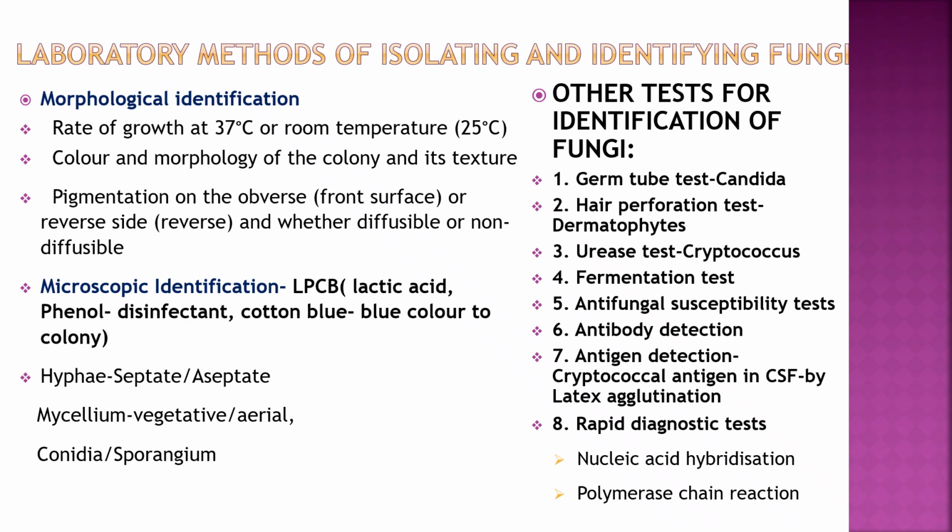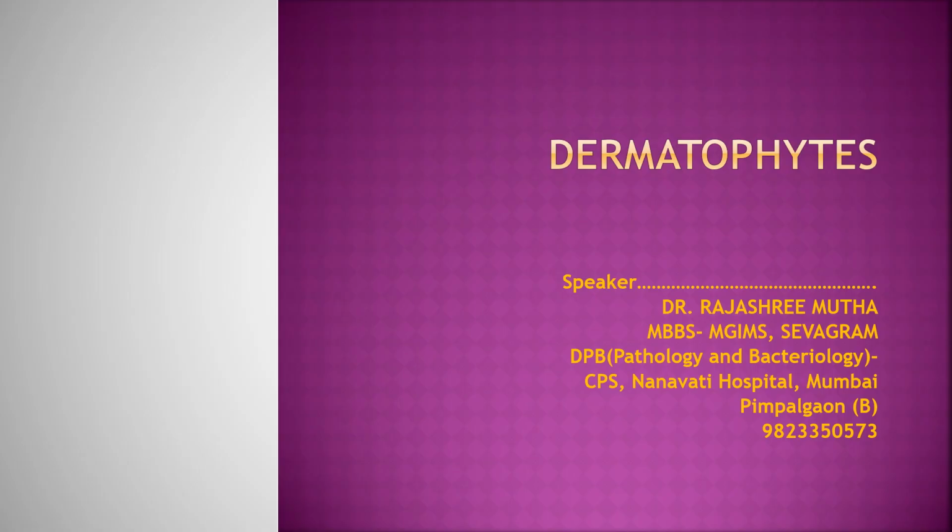In that we can see hyphae that are septate or aseptate. Aseptate hyphae are in Mucor; septate hyphae are in dermatophytes. Mycelium, vegetative or aerial, conidia or sporangium. Then other tests for identification of fungi: germ tube test in Candida, hair perforation test in dermatophytes, urease test in Cryptococcus, fermentation test, antifungal susceptibility test, antibody detection, antigen detection, cryptococcal antigen in CSF by latex agglutination, rapid diagnostic test, nucleic acid hybridization, polymerase chain reaction test.